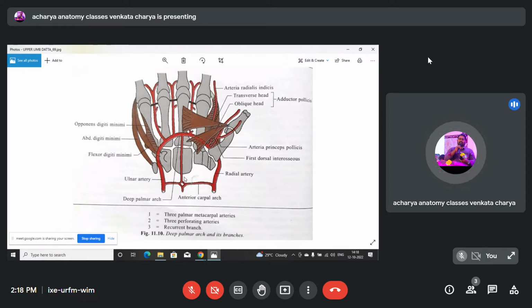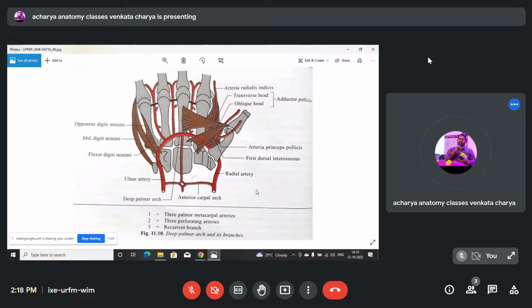Suppose a direct question comes for 2 marks, anterior carpal arch, what to write? Anterior transverse branch of the radial artery and anterior transverse branch of the ulnar artery, recurrent artery, anterior interosseous artery unite to form an anastomosis, forming an arch. That arch we call anterior carpal arch. Are you getting? 2 marks question, anterior carpal arch.